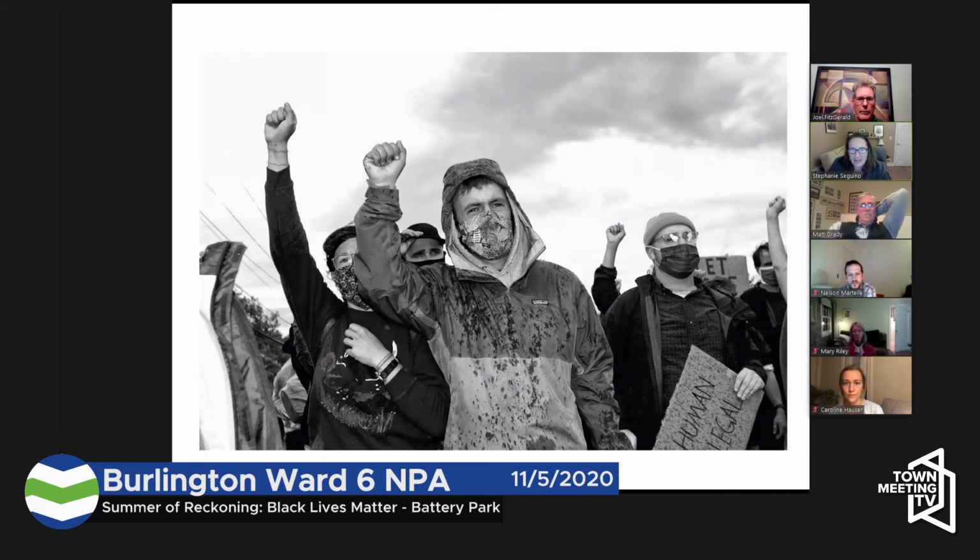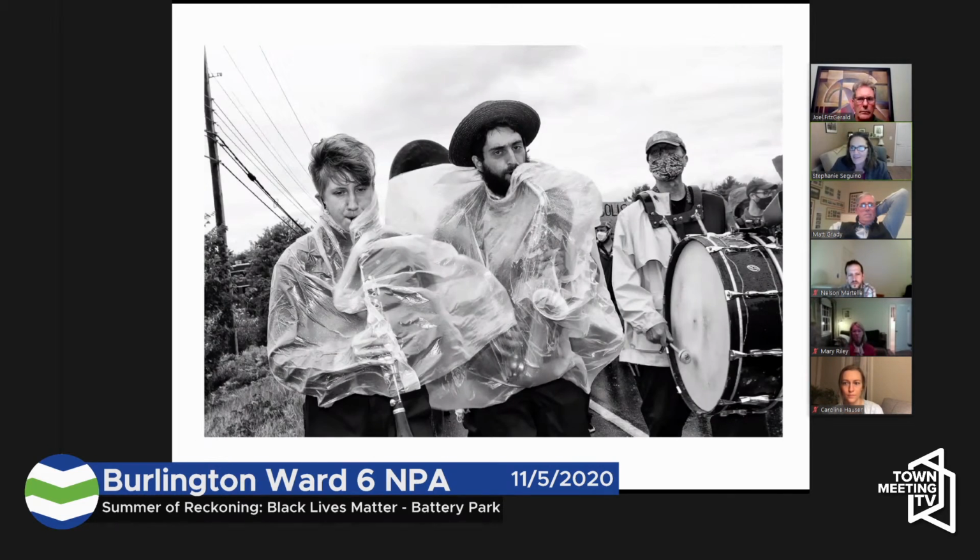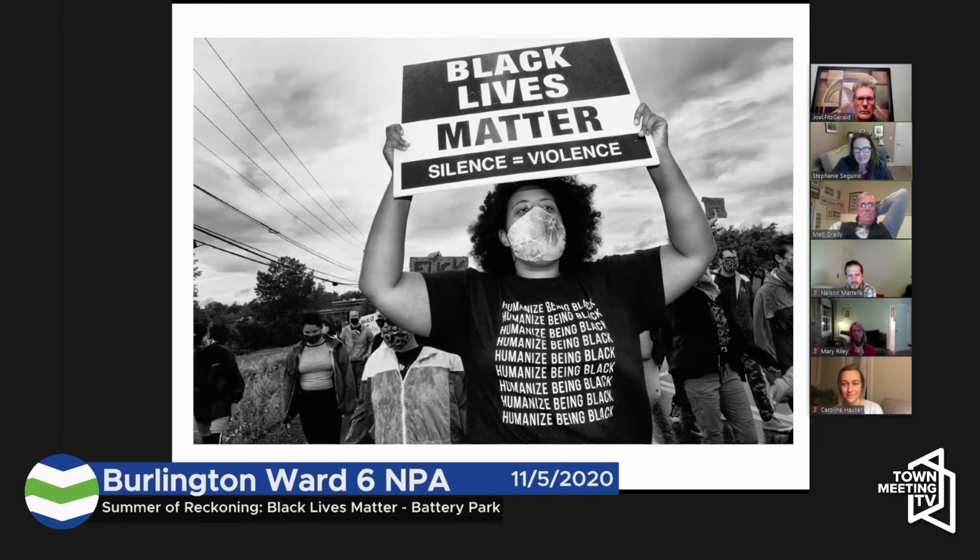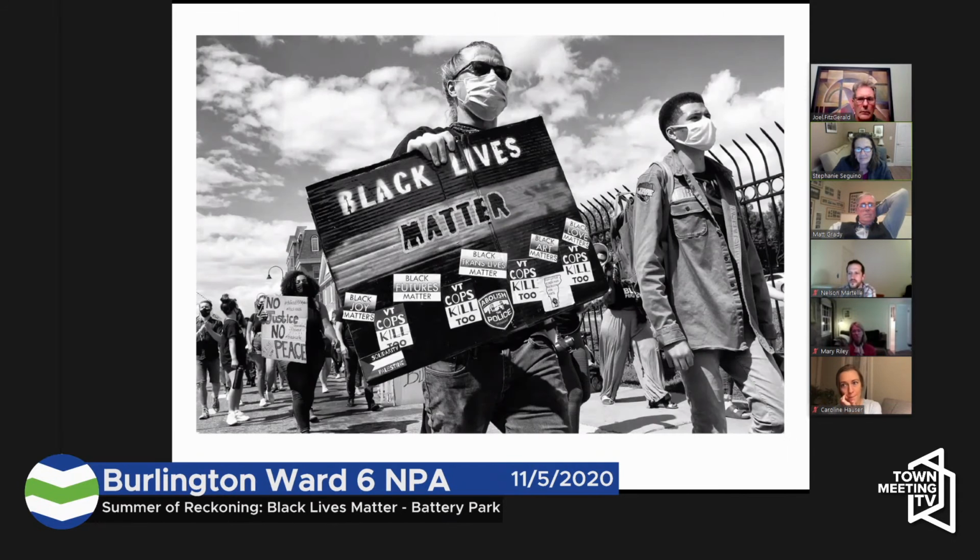This is still the anti-ice rally. I mentioned that there's been music in almost all of these events, and in the rain with plastic to cover their instruments. This is a subsequent rally in Burlington, so I have a series of images from that to show you.